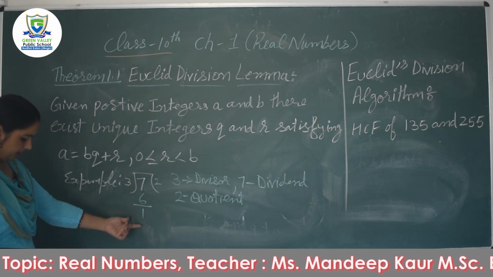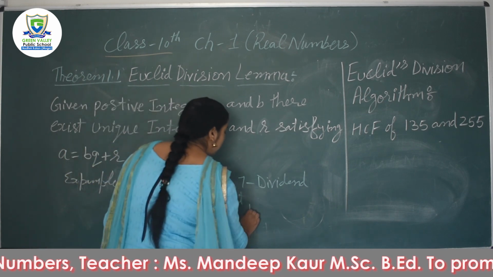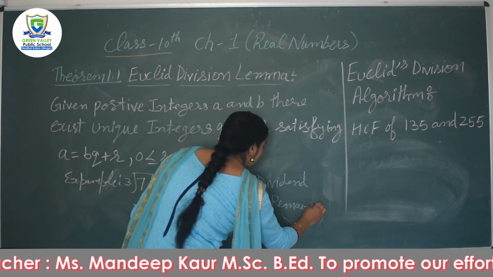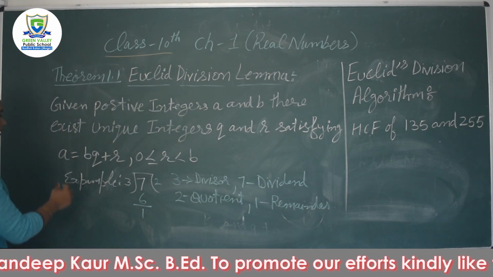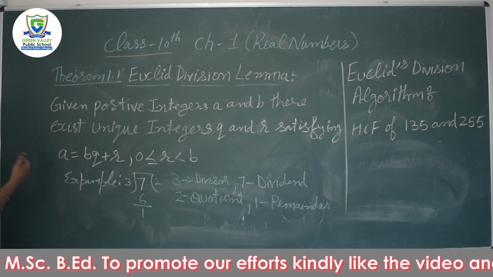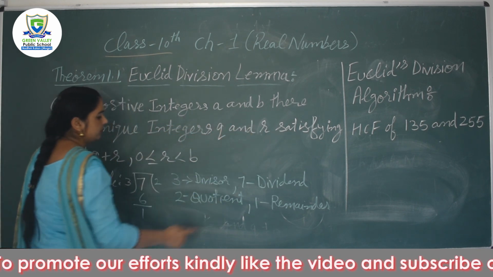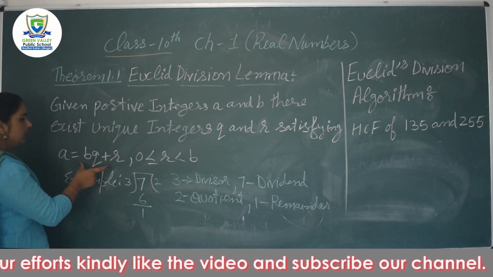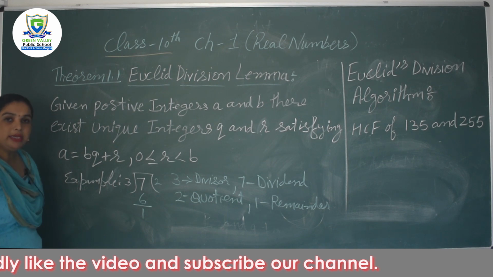And what was left at the end, that is our remainder. So we'll write 1 as my remainder. Why I am writing this, I am telling you, because here they have written something like a is equal to bq plus r. What is it actually? Here they told us to take 2 positive integers. We took 7 and 3 as the 2 positive integers. Now I have to write this in that form. So how can I write it?